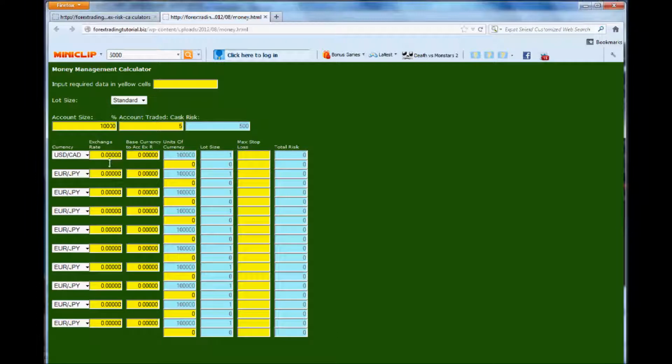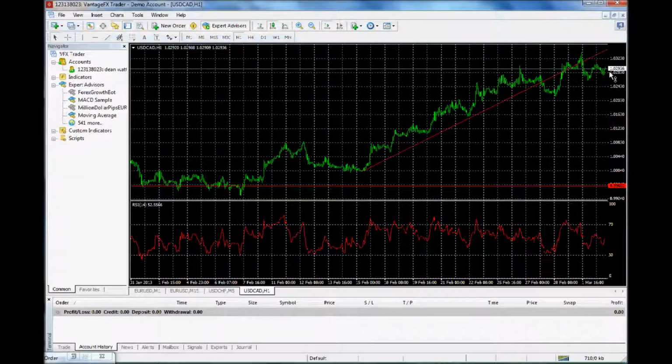And we need to find out what the current exchange rate is. There's two ways we can do that. One is we've got it here in MetaTrader 4, which is 1.0029, but it moves quite quickly.